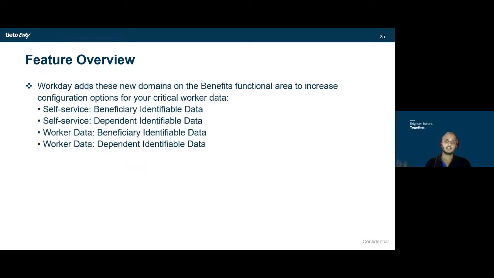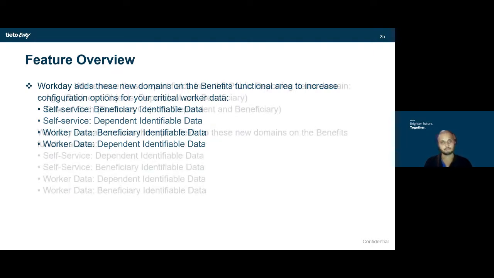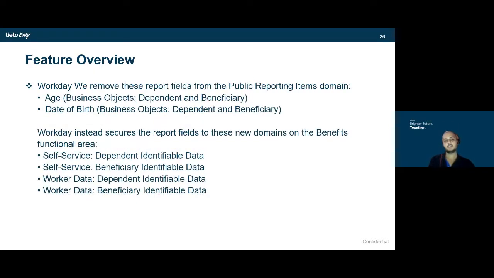So the next feature as part of this miscellaneous update is that Workday adds these new domains to the benefits functional area to increase configuration options for critical worker data. So even as part of the previous domains, these are various new domains that have also been added as part of the new miscellaneous update. So I think as part of this release, that is 2021 R2, Workday has majorly added new fields and new domains onto the update.